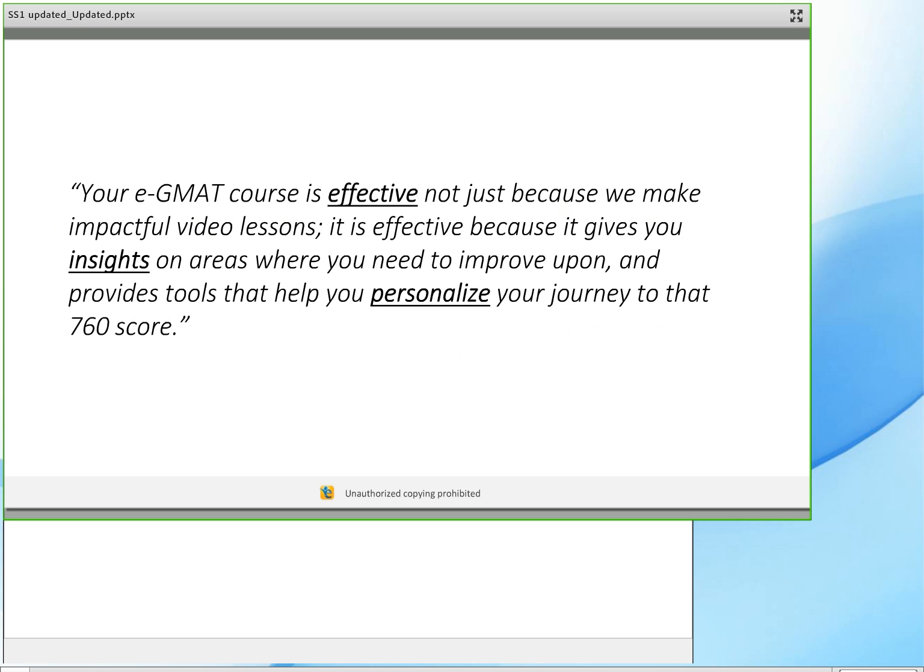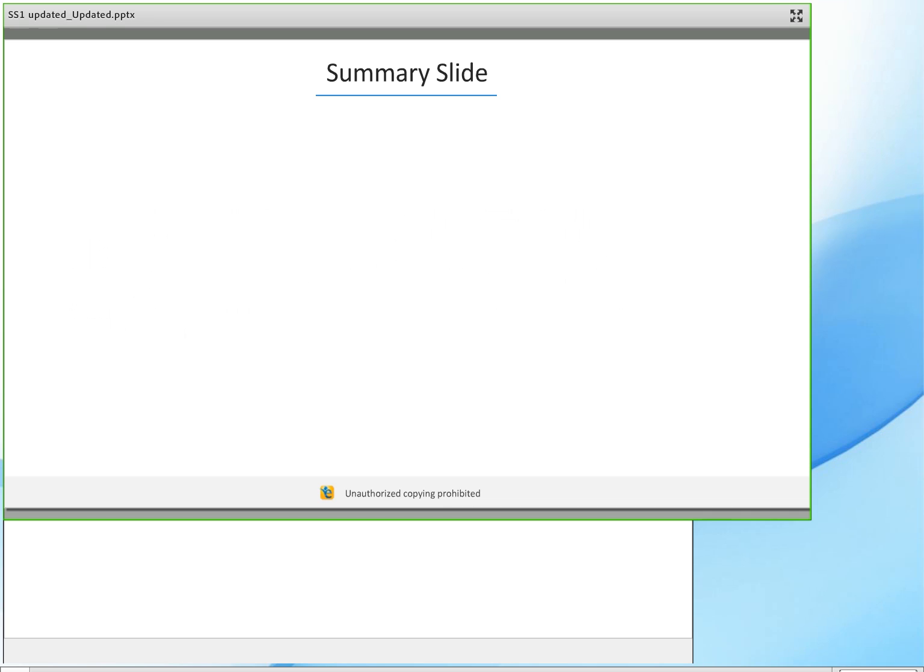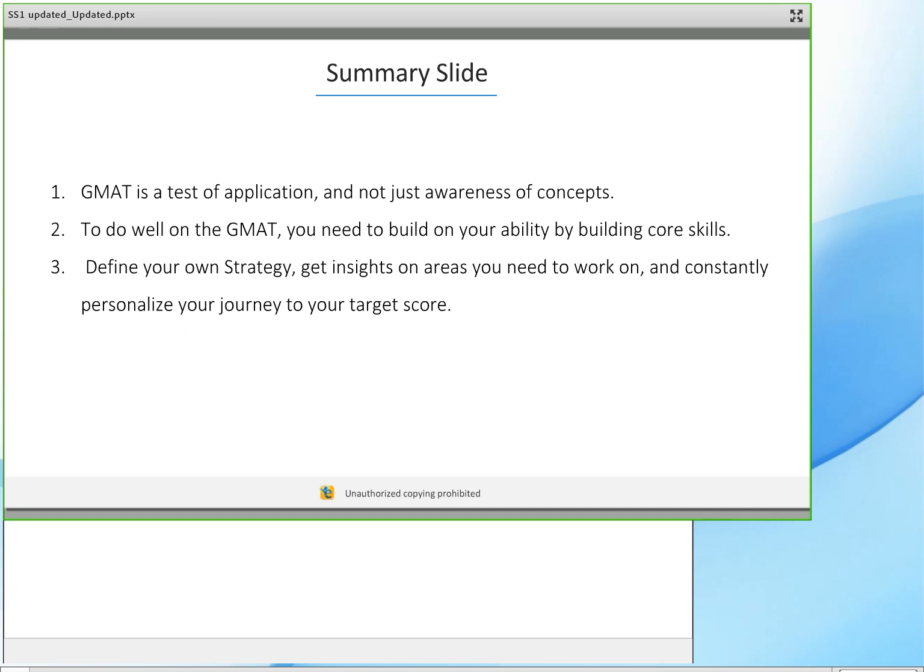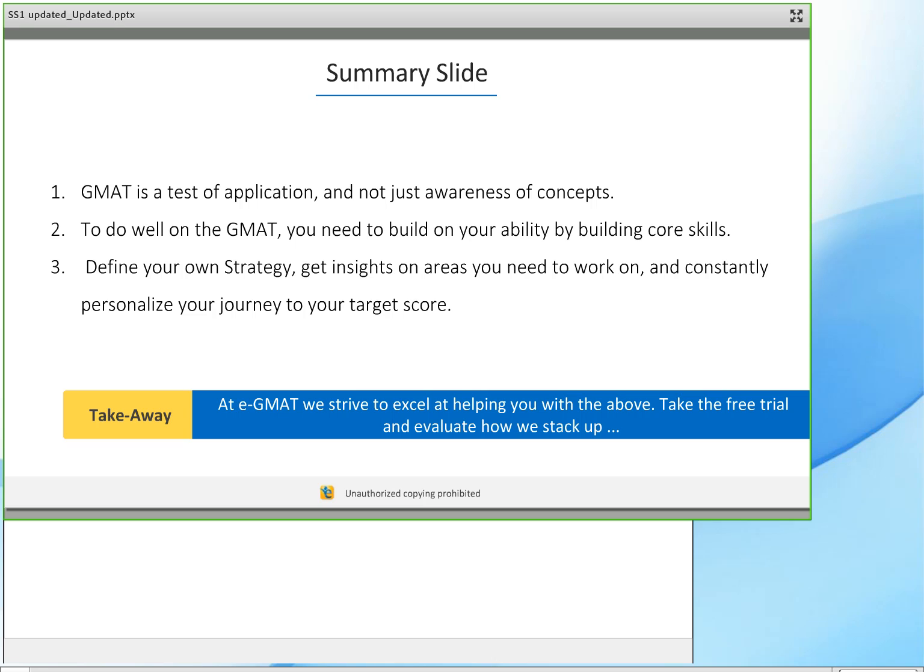So the bottom line is, it's effective not because of just the video lessons, but because of all these other things that integrate and give you feedback. And that personalization of your journey to that 760 score is what helps you achieve that excellence. And when you achieve that excellence, that's when you get those scholarships and those admits.